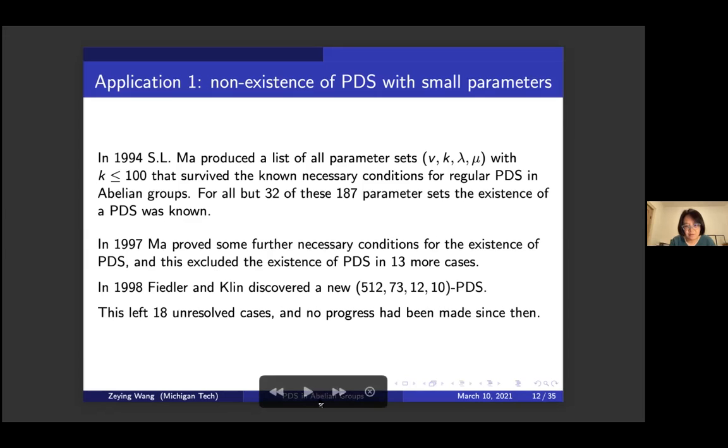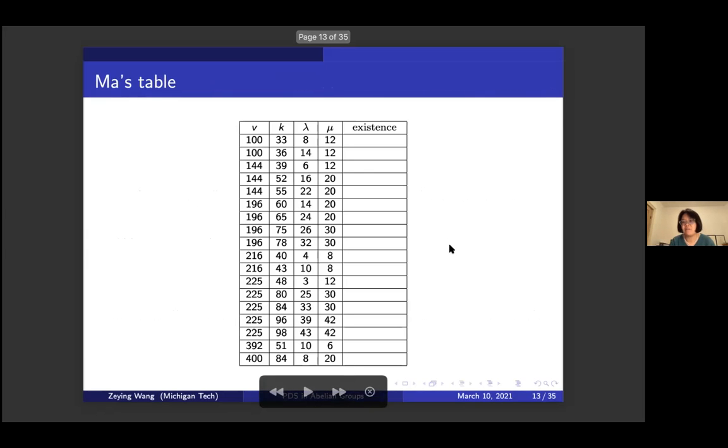Now I'm going to show you the table of the cases that were left open. We started research in 2014, and we were not sure whether they were still open after 1998. So we wrote to Shunima, and Shunima replied very quickly. He said that, as far as he knows, it is still open. That's very good news.